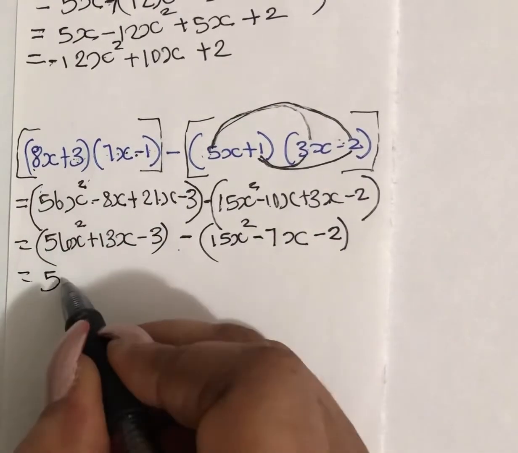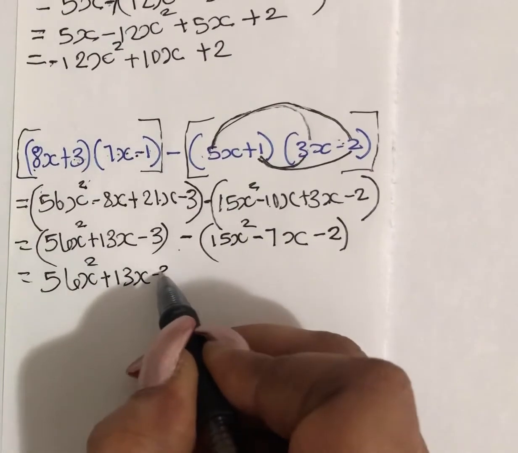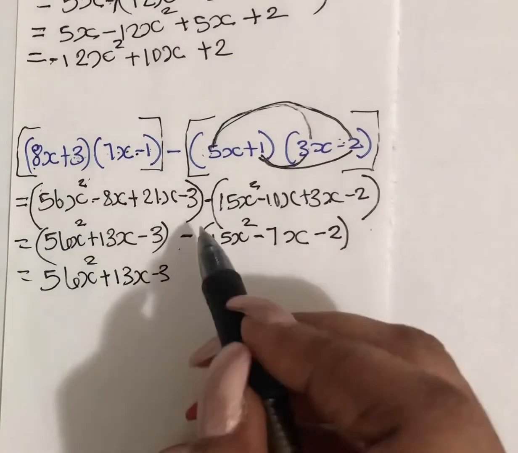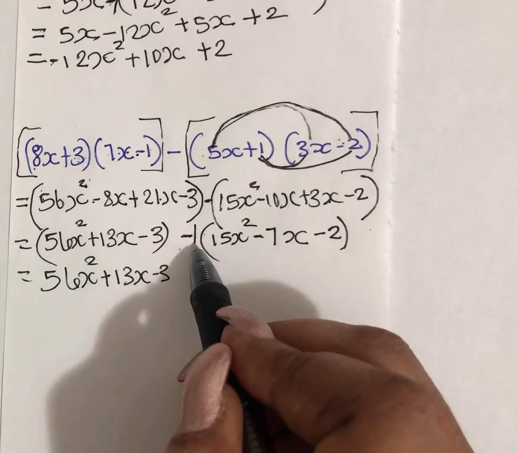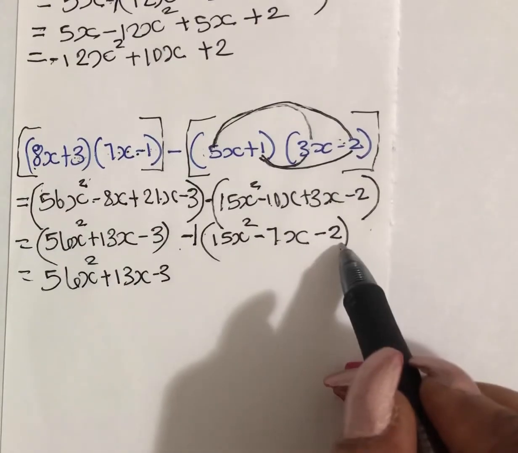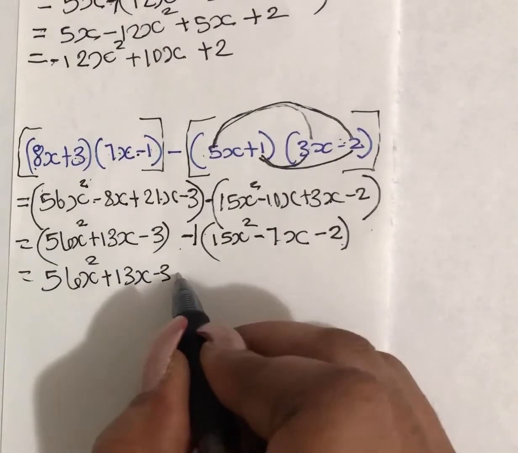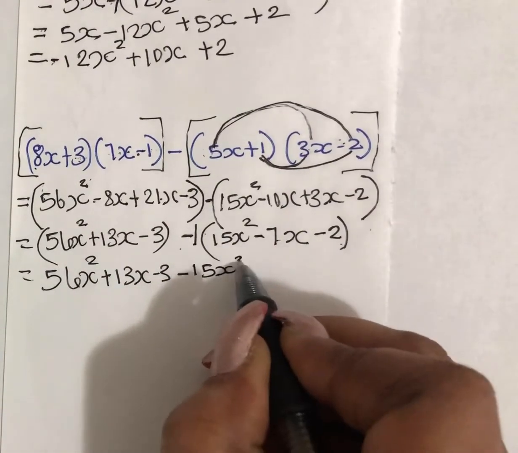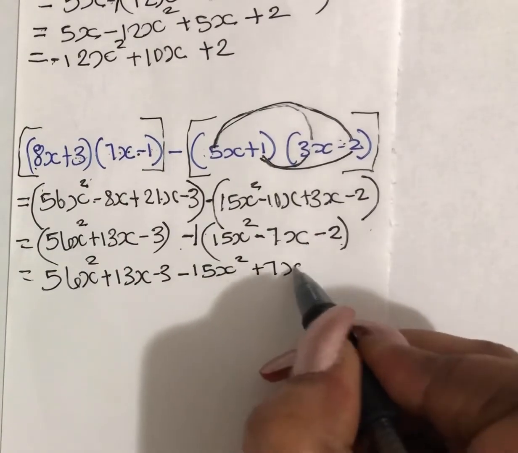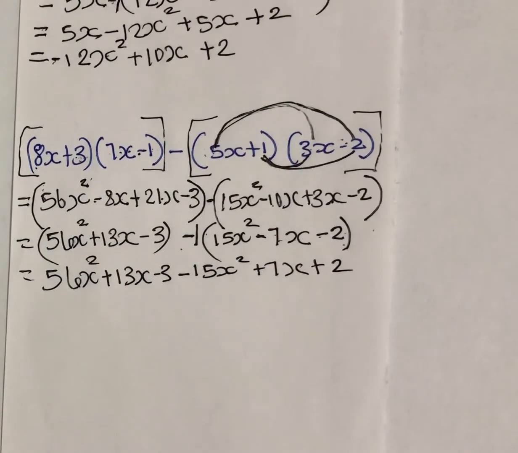Remember earlier what I said to you? I'm now going to drop the parentheses. I had said to you in the previous question, the negative before the parentheses is the same as saying negative 1. Or we say that each of the signs in that parentheses will change. So the positive 15x squared is going to become a negative. The negative 7x will become a positive. And the negative 2 will also become a positive.